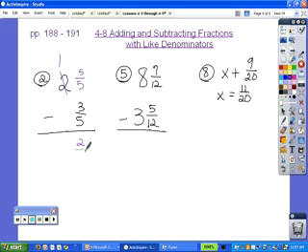5/5 minus 3/5 is 2/5. 1 minus nothing is 1. And then you ask, is it improper? No. Can it be reduced? No. So our answer is 1 2/5.